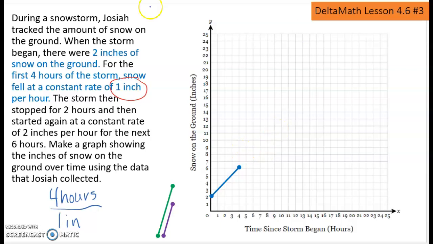So then take a look at the next section. The storm then stopped for 2 hours. So what happens to the slope if it stops for 2 hours?